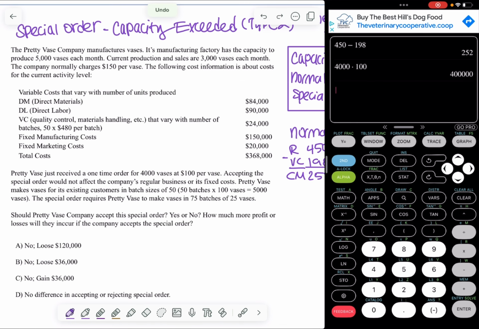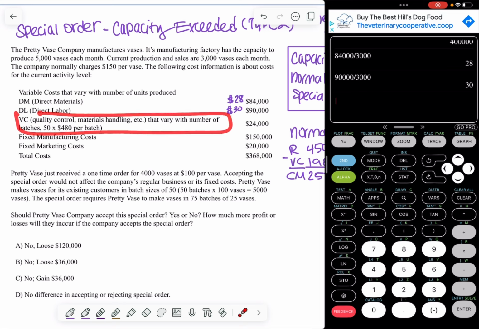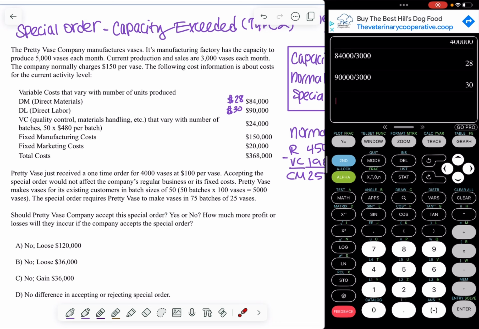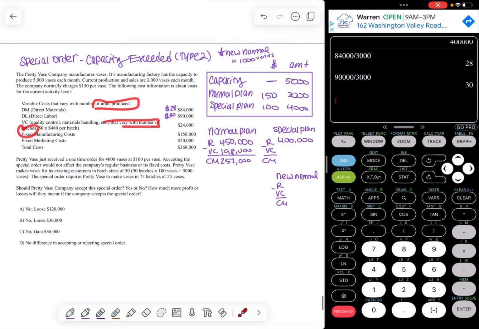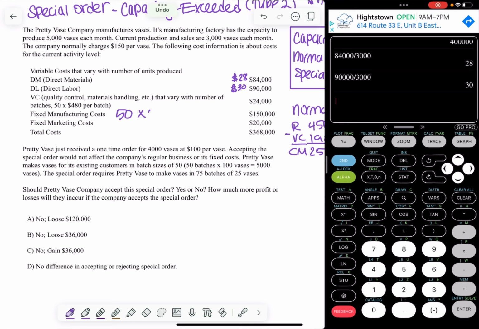So if we do that for direct materials and direct labor, that's going to be 84,000 divided by 3,000 because that's what it was based on. So the variable cost was $28, and that was 30. And then this one is a little bit different because it says that these variable costs vary with the number of batches, not with the number of units produced. And so here's my key. I write whatever's here. So 50 times 480, that gives me 24,000. So this is the number of batches times $480.